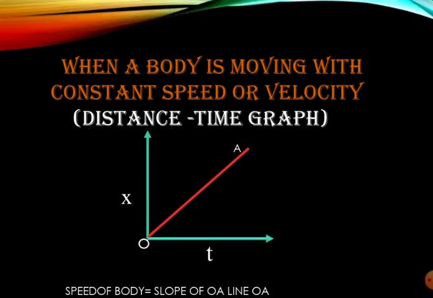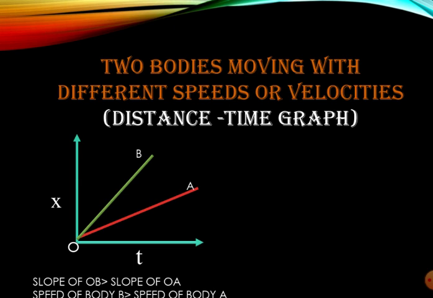Now let's go to the next one, that is the distance-time graph for comparing two objects. If you are given two graphs, OA represents the distance-time graph for an object A, and OB represents the distance-time graph for an object B. Now if you want to find out which object is moving with a higher speed, you can easily find out by the slope. As I told you, the slope of the distance-time graph will give you the speed of the object, right?